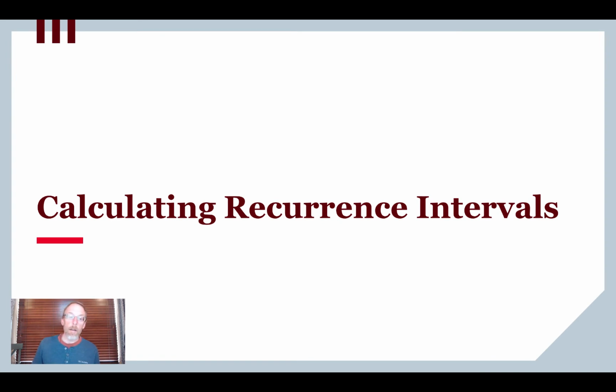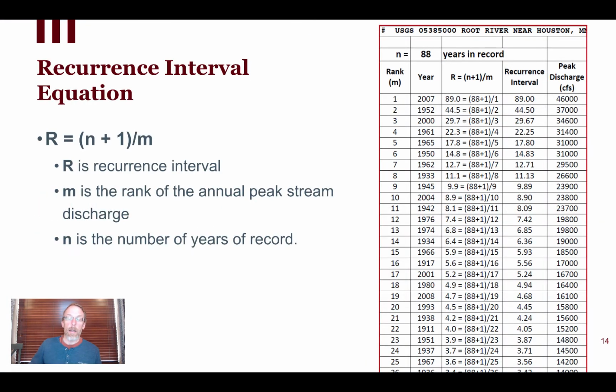All right, now that we've talked conceptually about what recurrence intervals are, let's talk about how we calculate them. And the first thing I want to mention here is I'm going to show you the process for calculating recurrence intervals based on a data set that's composed of historical observations. Many larger streams have these.